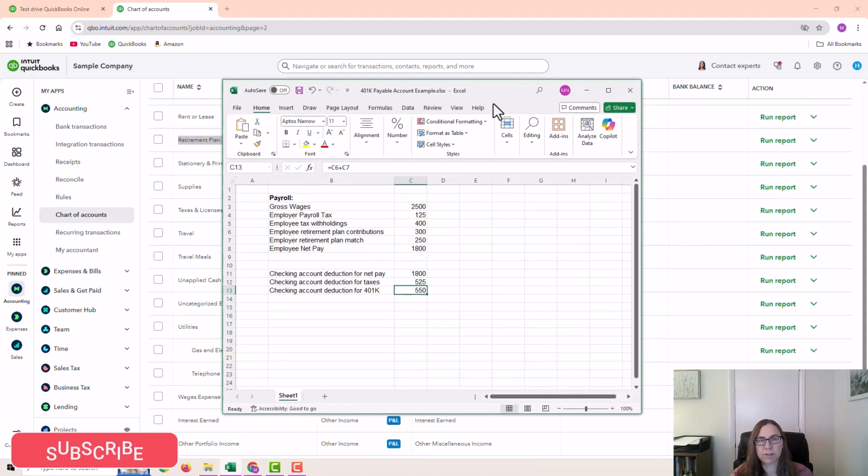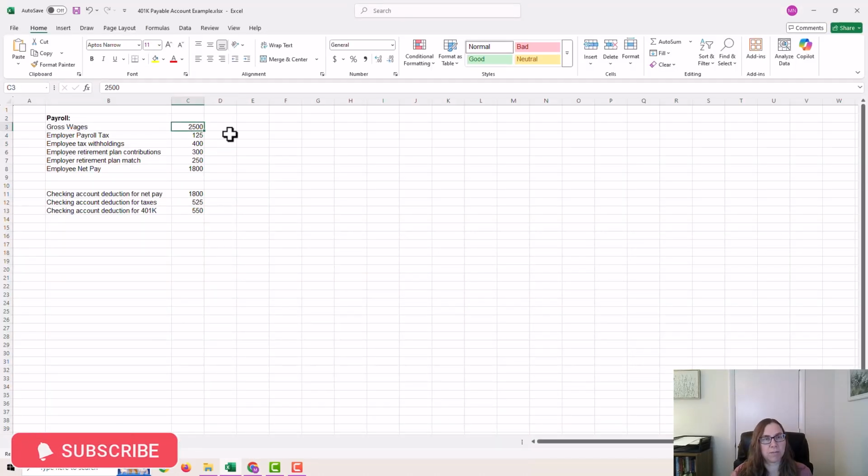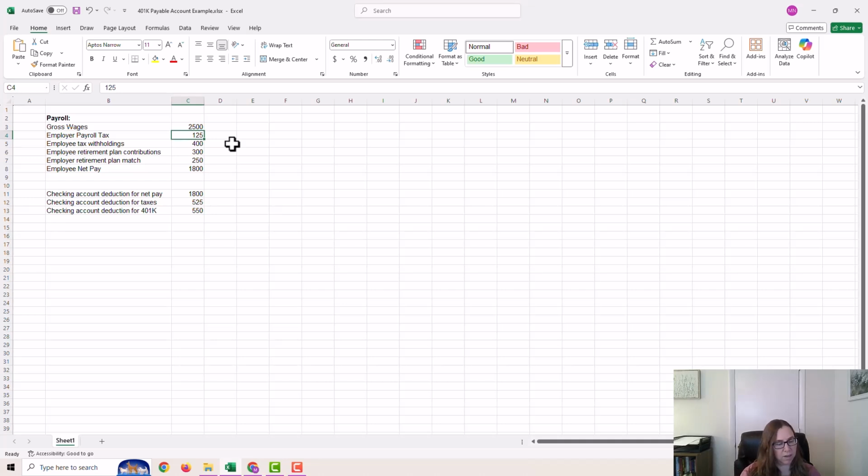Now, I set up this scenario right here. The company has gross wages of $2,500 that they are paying their employees. The employer has payroll taxes, probably FICA taxes, the FICA tax match, unemployment taxes, those sorts of things. I probably should have made this number bigger. Yeah, just FICA taxes alone are $191. So let me change this and then change that. Okay. That makes it a little more realistic.